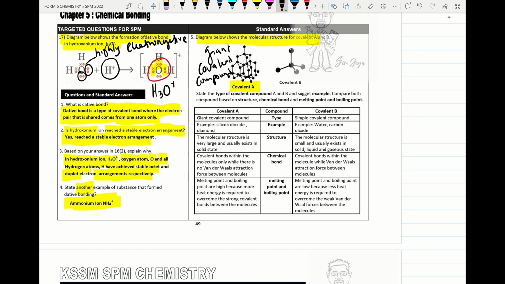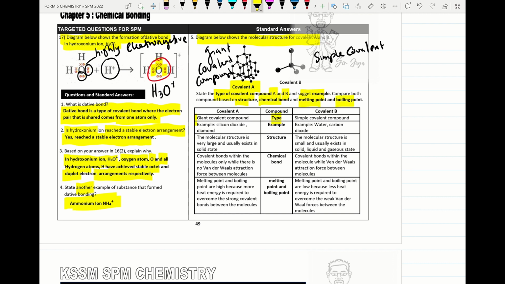And please remember this one is known as simple covalent compound. Alright, so here state the type of covalent compound A and B, suggest an example and compare the structural formula, chemical bond, melting point and boiling point.